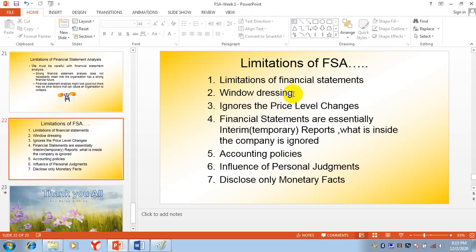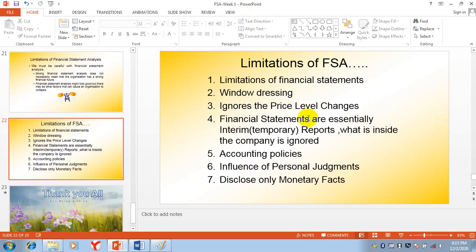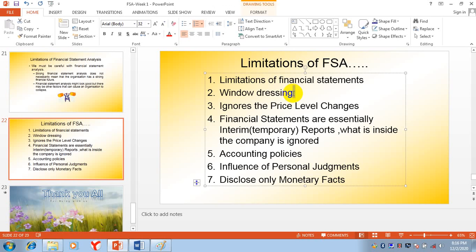The second weakness of financial statement analysis is window dressing. What is window dressing? Window dressing means something is bad and you want to show it good. Inside that thing, nothing is good, but outside it is looking good. We call it window dressing. So sometimes accountants try to show the facts good, but basically these facts are not good in the financial statements.